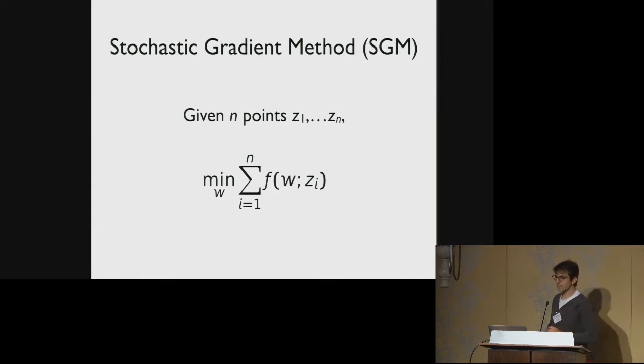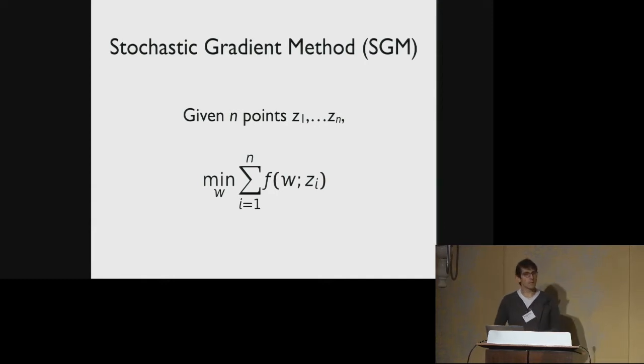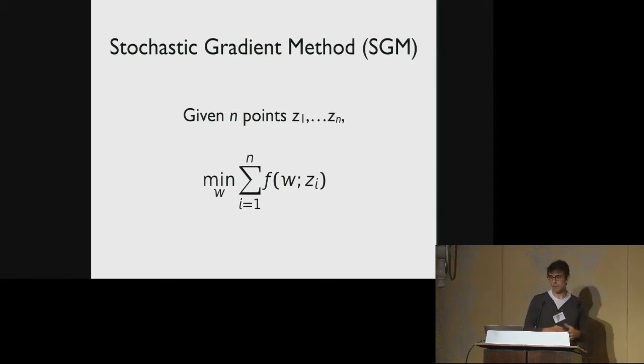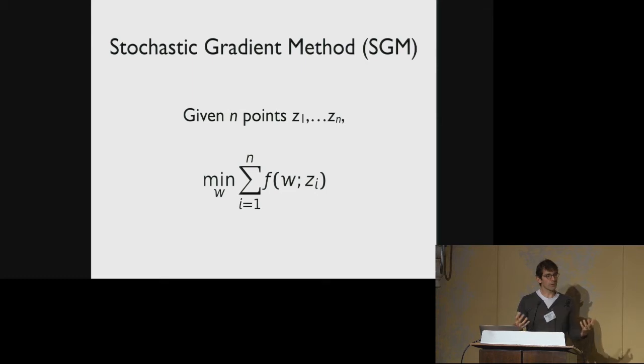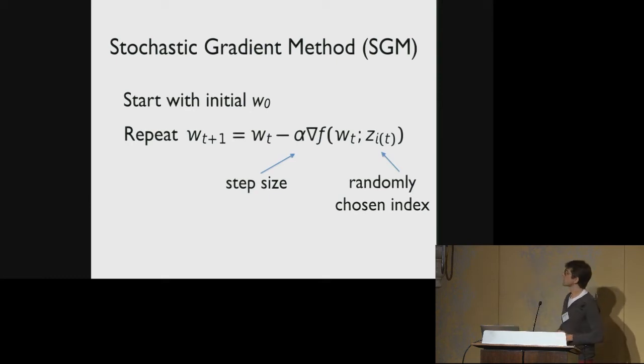I'll call it stochastic gradient method, which is the simple optimization technique where you're trying to optimize or minimize an objective function which decomposes into n terms, and each term only depends on one of the points that you have, and the joint optimization variable is w. Okay, so it's just a quick recap. Probably most of you have used this all over the place.